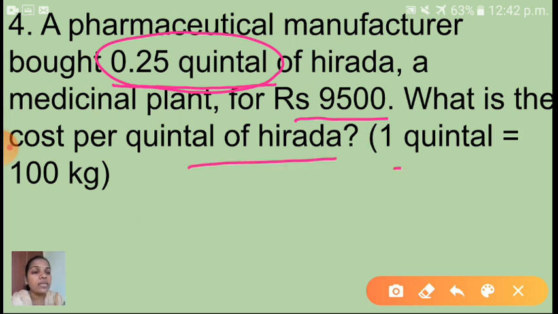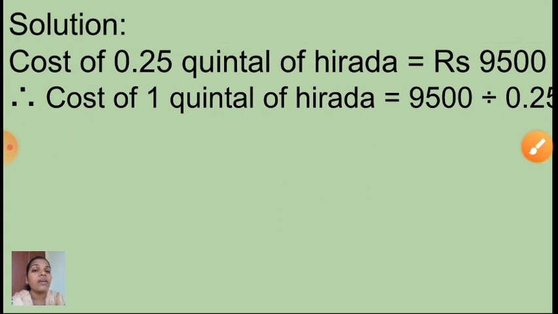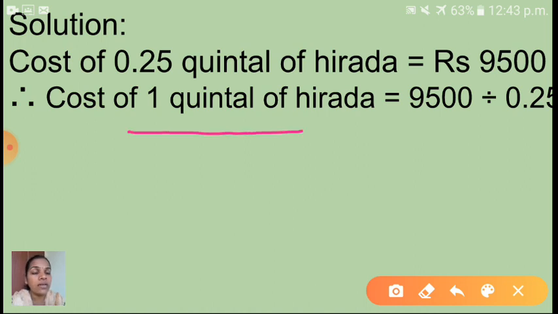What is the cost per quintal of Hirada? You have to find. See here, 1 quintal, that is 100 kilogram. Okay children, so see here, you have to find what is the cost per quintal of Hirada. Shall we start? First, the statement, cost of 0.25 quintal of Hirada, that is rupees 9,500. So what you have to do? What you have to find here, children? Cost of 1 quintal of Hirada you have to find. For this you have to divide this 9,500 by 0.25.